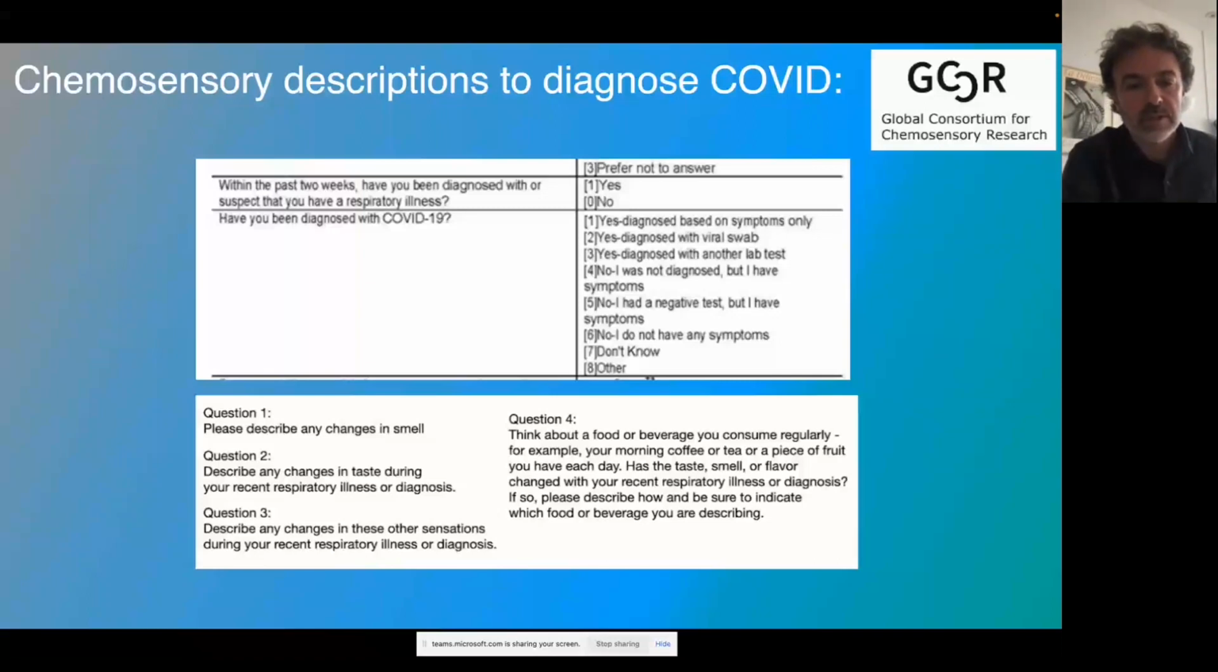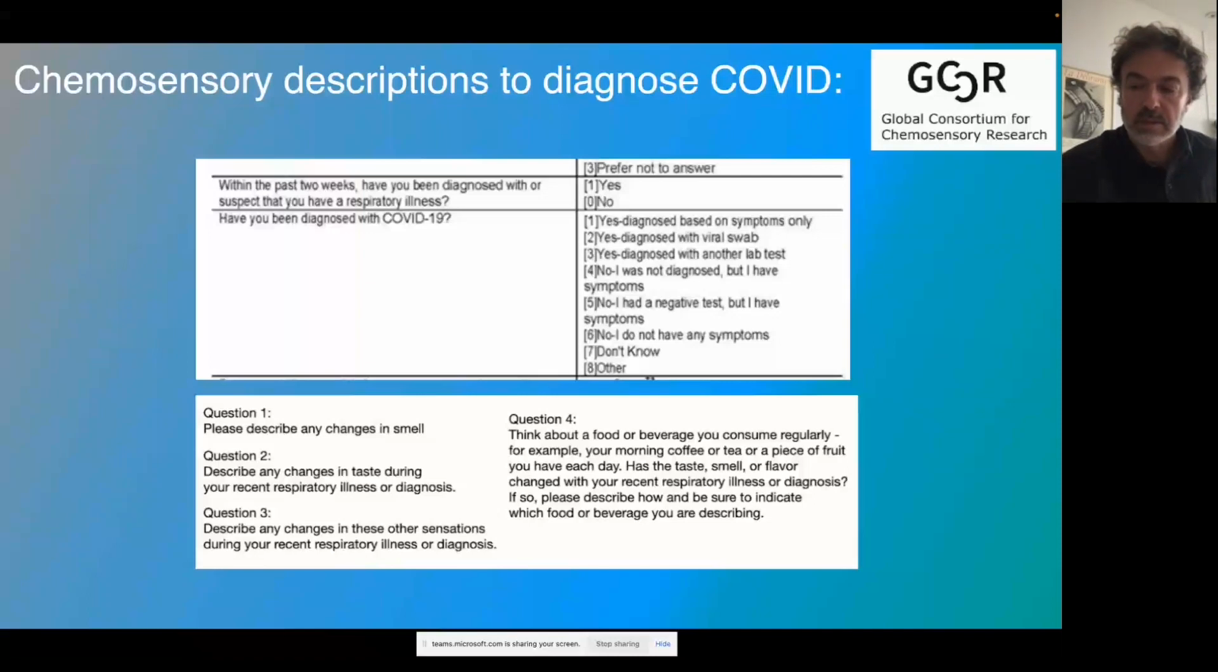And so we had 4 questions where we asked them to describe any changes in smell or any changes in taste during the illness, or other sensations. And then we had a very specific one, which is: think about a food or beverage you consume regularly, for example, morning coffee or tea, or a piece of fruit you have each day, and how taste, smell, or flavor have changed during your respiratory illness, right? And amazingly, we had a lot of responses in different languages.